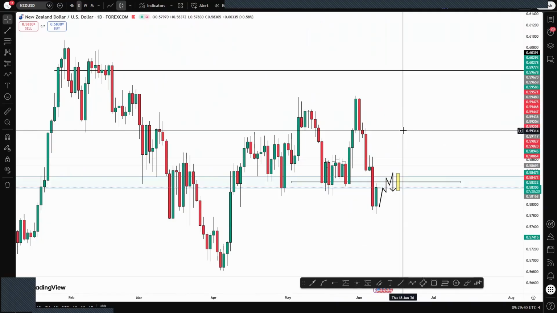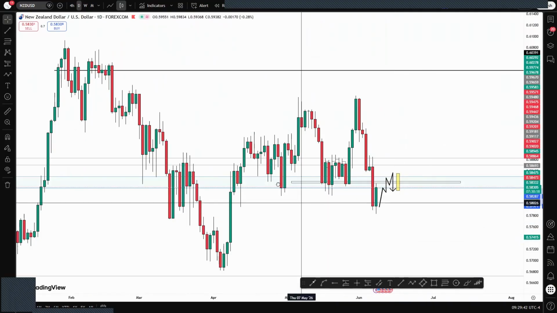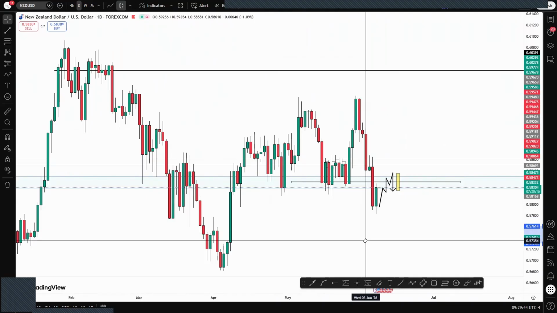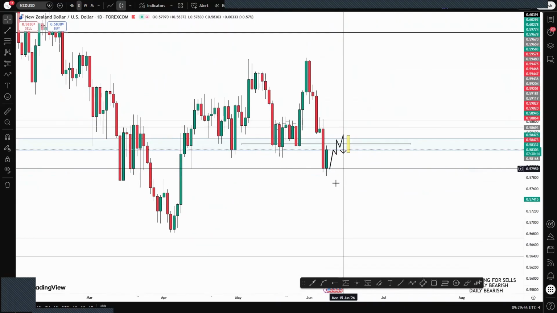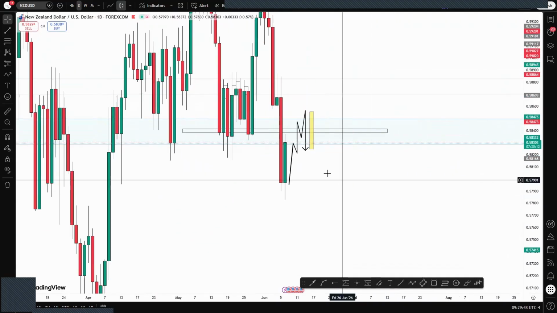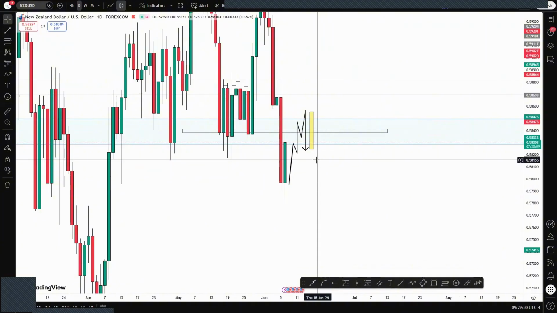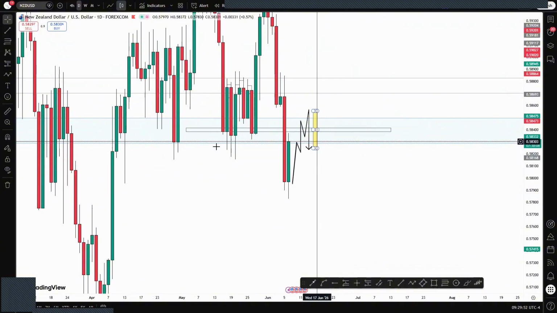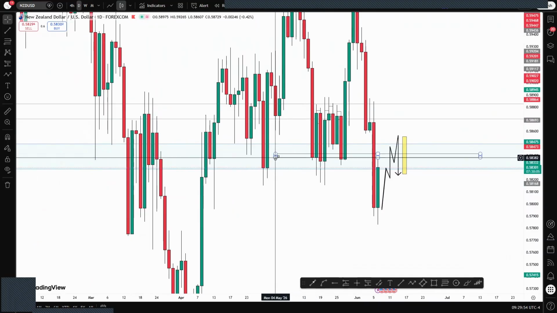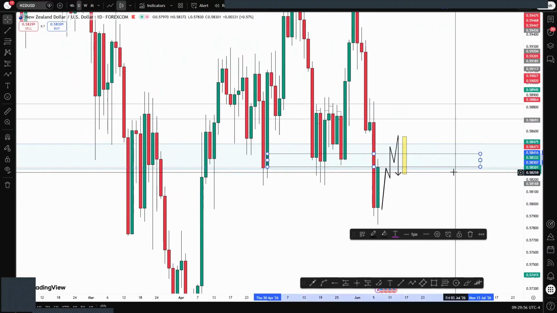NZD USD. What an amazing pair. So what we have now is price simply retesting the OG level. So we are having some progress there.